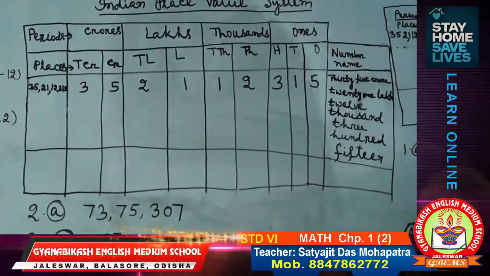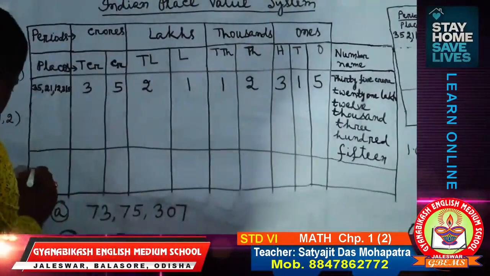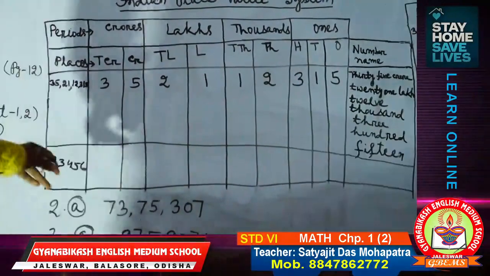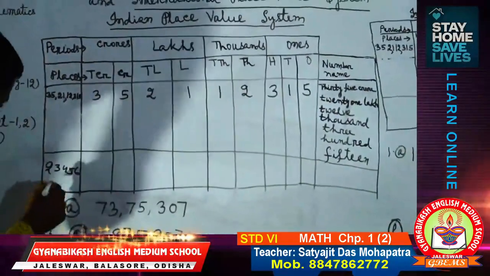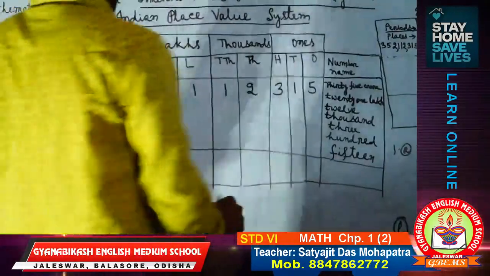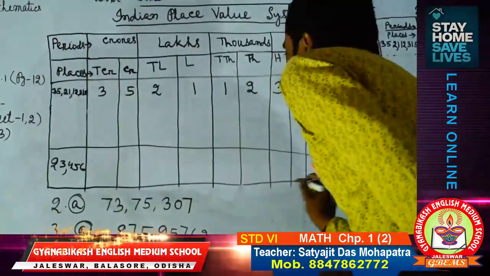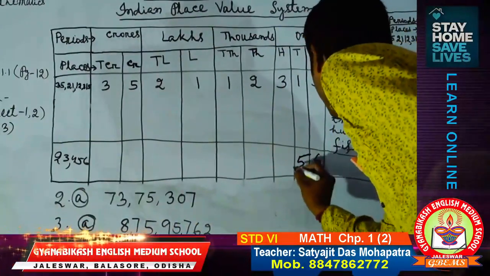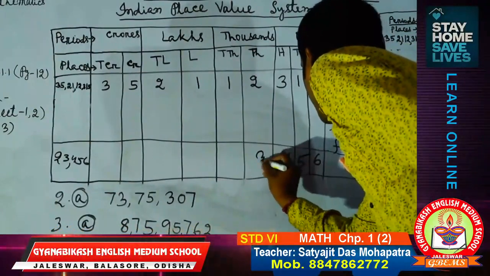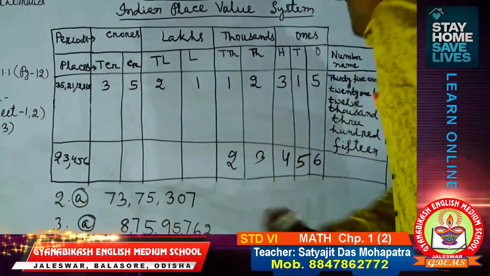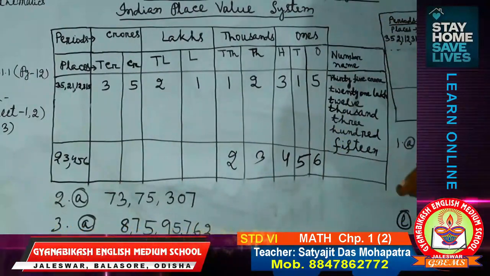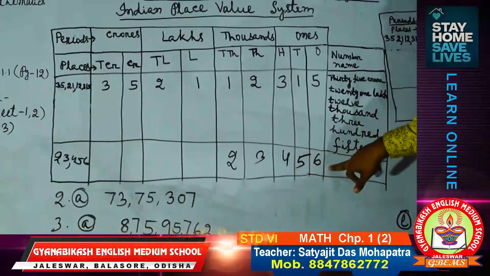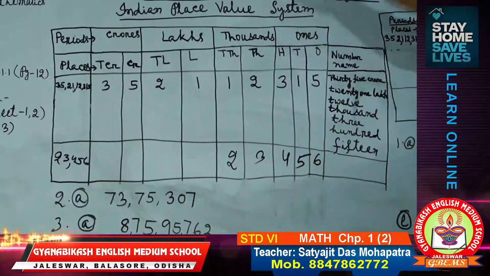Now another example is given: 2, 3, 4, 5, 6. Now you have to put the comma after three digits. In the ones place you write 6, 5, then 4, 3, 2. So what is the number name here? This is 23,456. Like this you do.